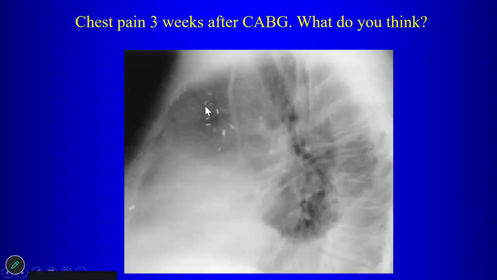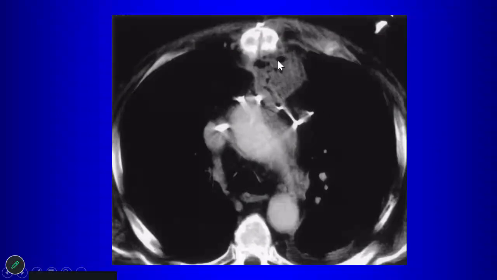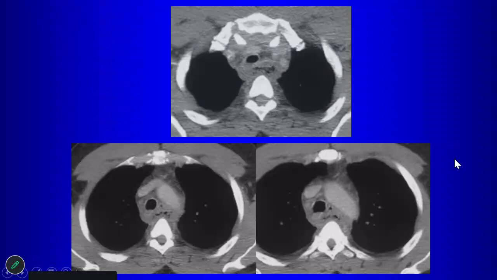Some gas there. Yeah, there's lucencies, right? So it looks like it might be gas. What would you be concerned about? Abscess, right? You can have gas postoperatively, but 3 weeks is a little bit too long, right? So this is a mediastinal abscess. You have gas there with fluid in the anterior mediastinum, right?